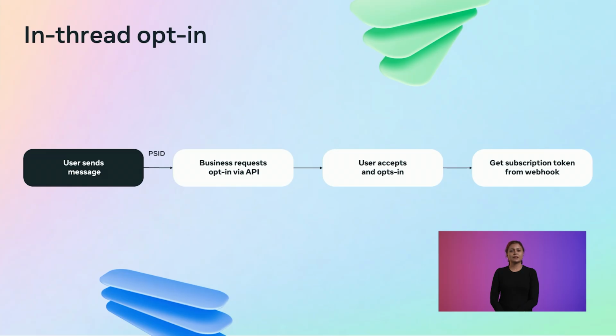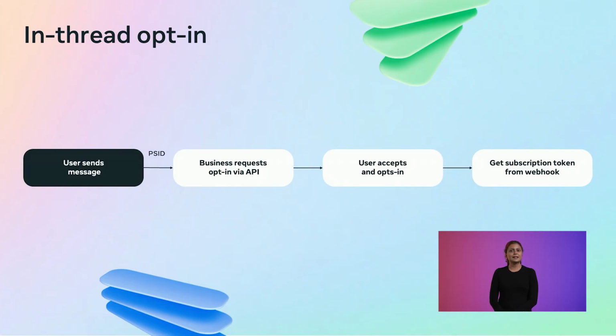Let's talk about the in-thread opt-in. When a user sends a message, business requests opt-in via API. Please note, this implementation should occur in your Messenger webhook notification event handler in order to have access to the page scoped ID. After the business requests opt-in, the user accepts and opts in. Now you get the subscription token from webhook.